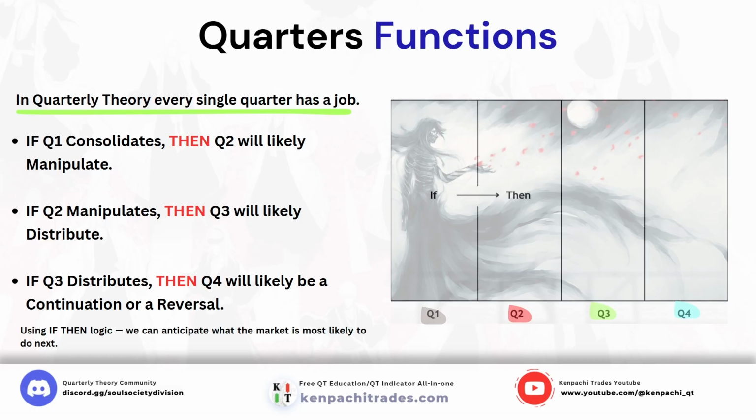Now, there is the opposite scenario, and this is just as important. If Q1 expands, then Q2 will likely accumulate. If Q2 accumulates, then Q3 will likely manipulate. And if Q3 manipulates, then Q4 will likely distribute. This is the XAMD template. The cycle is simply shifted by one quarter. Same logic, different starting points. And using if-then logic, we can anticipate what the market is most likely to do next.